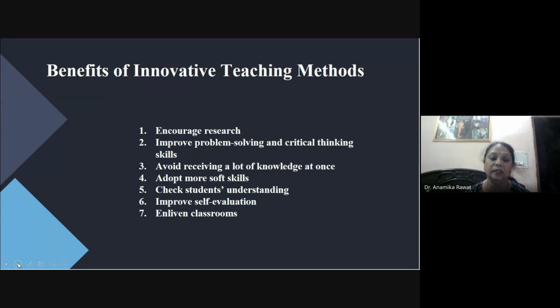The fourth benefit of innovative teaching methods is adopting more soft skills. If we are talking about students' behavior, what can we assume? They should have good skills, which are very much required in today's scenario. When they go to sit in campus placements, there should be good body language, they should have good dressing sense, and their way of presentation should be good.